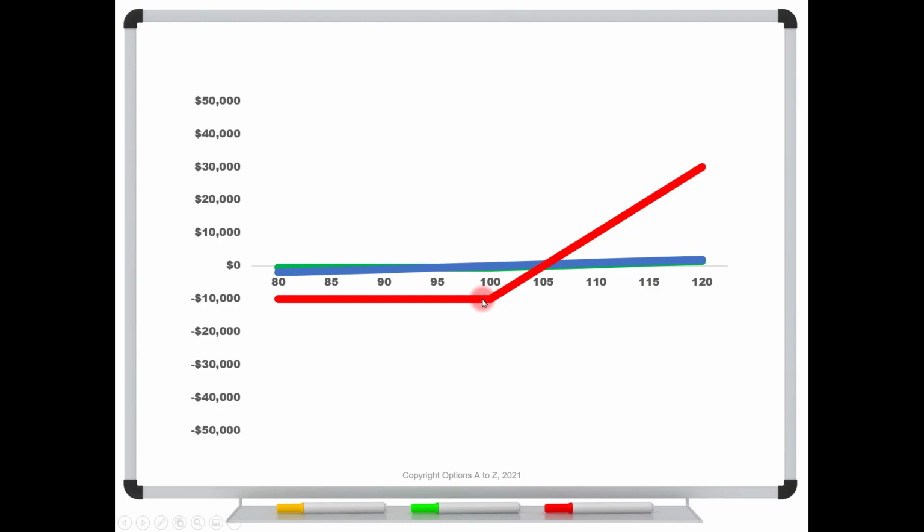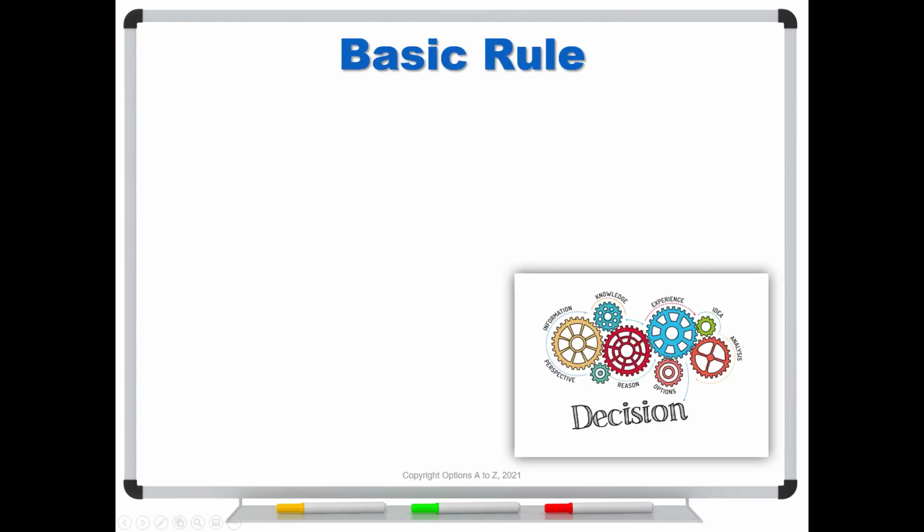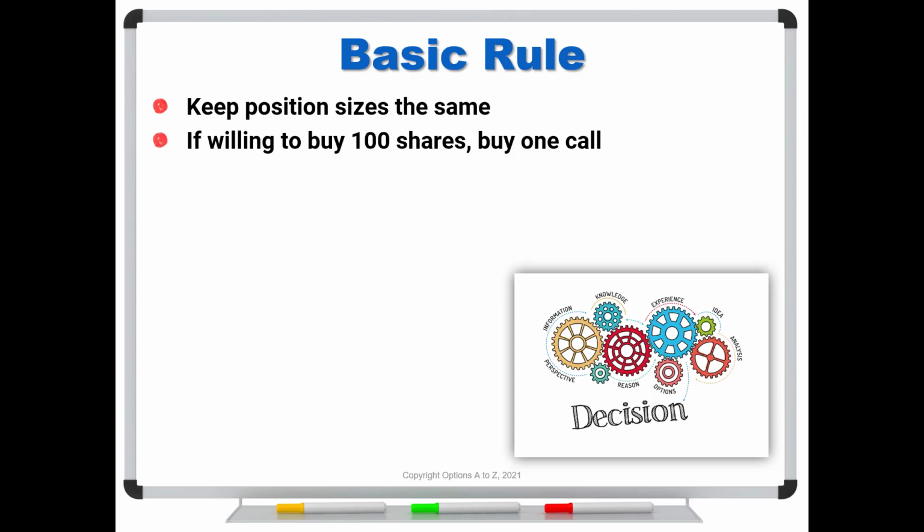So the main thing to take from this is to just remember the basic rule. You want to keep your position sizes the same. And when we talk about the position sizes, we're talking about equivalent share amounts. So in this example, if you were willing to buy 100 shares, then yes, you could buy one call. If you're willing to buy 200 shares, then you could buy 2 calls, and so on. You want to keep those share amounts the same.